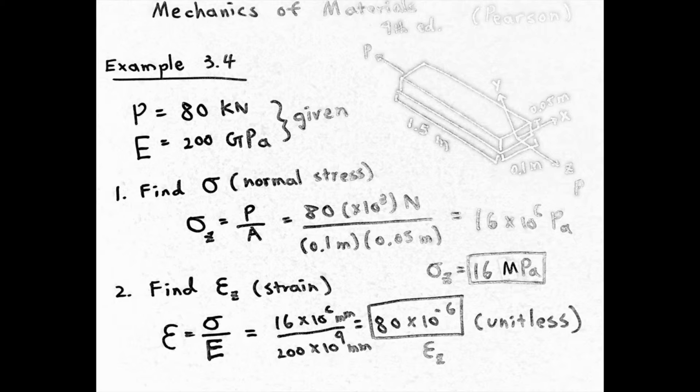Finally, let's look at how we would solve a Poisson's ratio problem on a homework or on an exam. To begin the problem, we first notice P to be 80 kilonewtons and the elastic modulus to be 200 gigapascals. For the first part of the calculations, we need to find the normal stress, knowing that force over area would be 16 megapascals. Then we need to find the strain, knowing that normal stress over elastic modulus would be 80 times 10 to the negative 6, which is unitless.